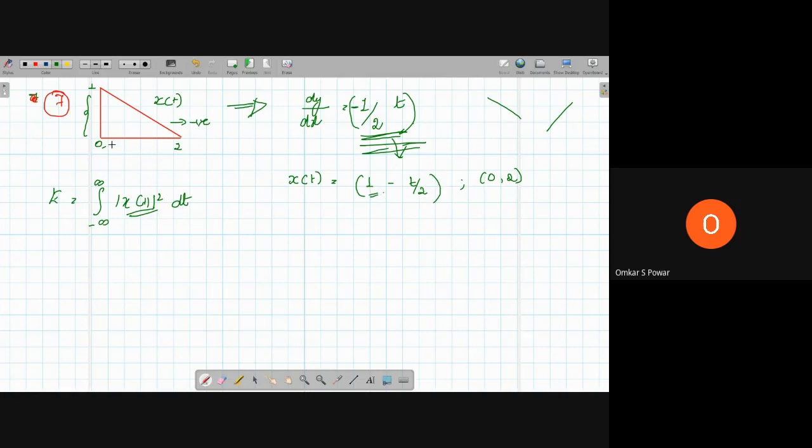So at t is equal to 0, what should be the value of x of t? So this is t, and this is the value of x of t. At t is equal to 0, substitute x of t is equal to 1 minus 0 by 2. So x of t is equal to 1. So this is the value. At 0 it will be 1. Then at 2, substitute this one, 1 minus 2 by 2, which is equal to 0.